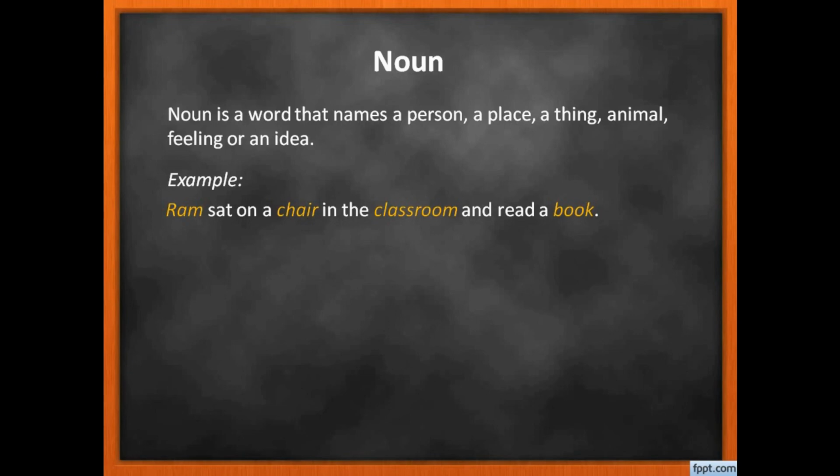And animal also is a noun. We find cat, rat, cow. These are the names of animals and even these are called nouns. It could be a feeling like love, anger, hatred. So noun refers to a person, place, thing, animal, feeling or an idea.